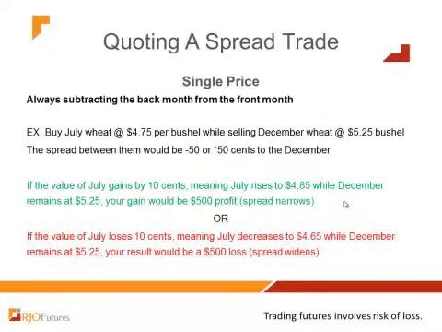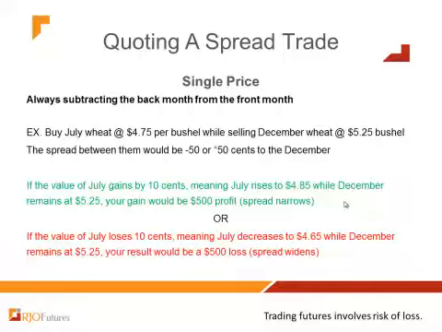Now, quoting a spread and also looking at an example. Whenever a spread trade is quoted, it's always a single price, never the two individual ones. And the way you get that is by subtracting the back month from the front month. Looking at a quick example, if you bought July wheat at $4.75 a bushel while selling the December wheat at $5.25 a bushel, the spread between them would be -50 or 50 cents to the December.